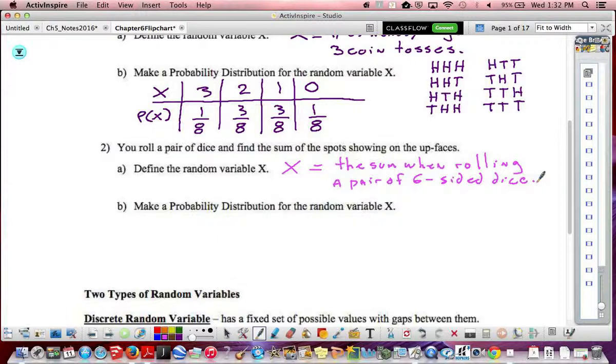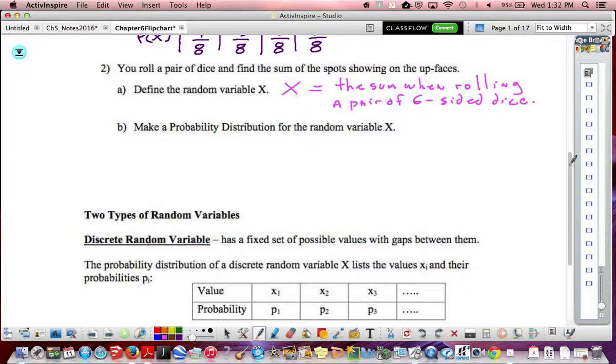So now, B says make a probability distribution for this random variable. So I have x, and I have p of x. What's an outcome I can get when rolling a pair of dice? 6, 12. Can I get 21? 24. No. Remember, we're adding the sum of the two dice.